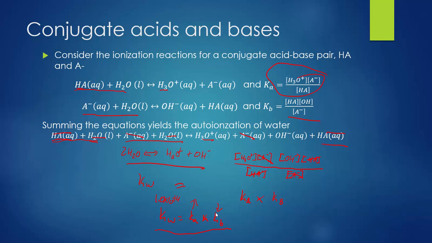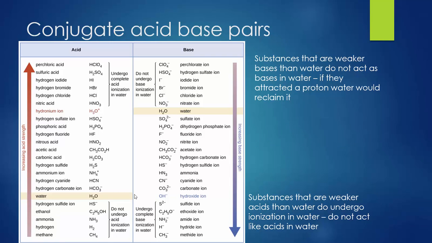The stronger the acid, the weaker its conjugate base. The stronger the base, the weaker the conjugate acid. But Kb times Ka is always equal to Kw for an acid and its conjugate base. Now, this table actually shows that relationship fairly nicely. We've got acids over here, stronger acids at the top, bases over here, and these are the conjugate bases, and so stronger bases at the bottom. So you can see HClO4, which is a very strong acid, undergoes complete acid ionization in water. So 100% ionizes.